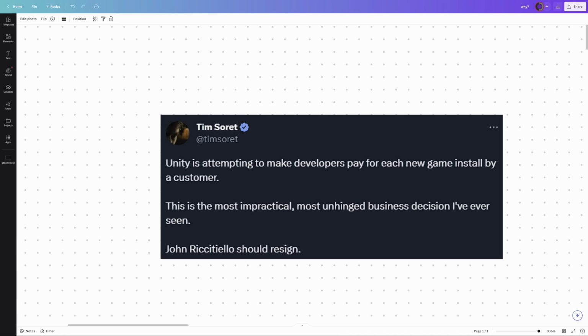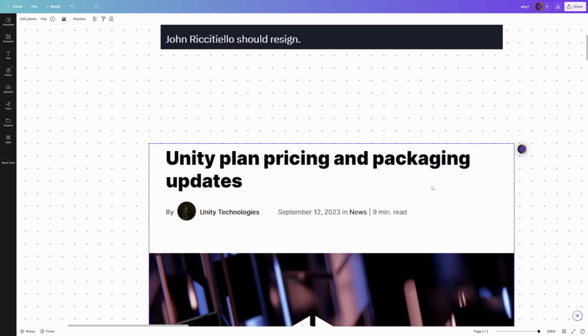As it says here, this is the most impractical, most unhinged business decision I've ever seen. John Riccitiello should resign. John Riccitiello is the CEO of Unity, and we're going to get into why he should resign and why this is such a terrible decision. But first, let me hit you with the facts.